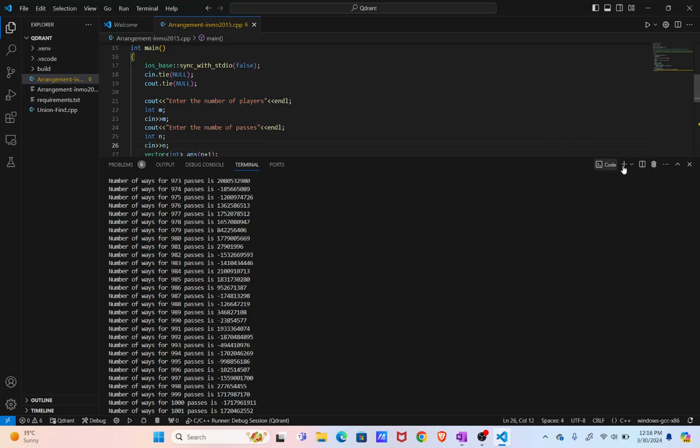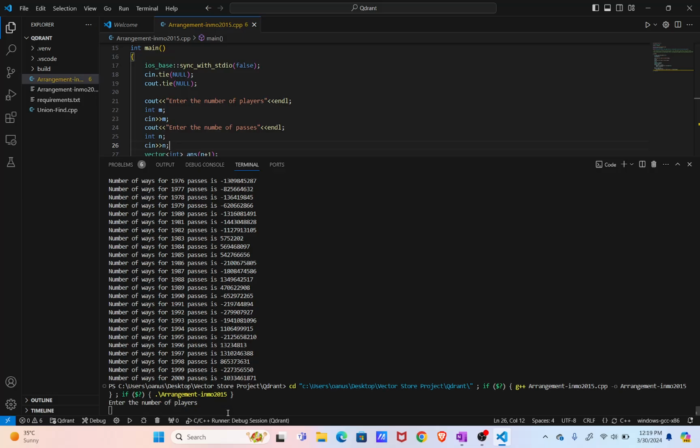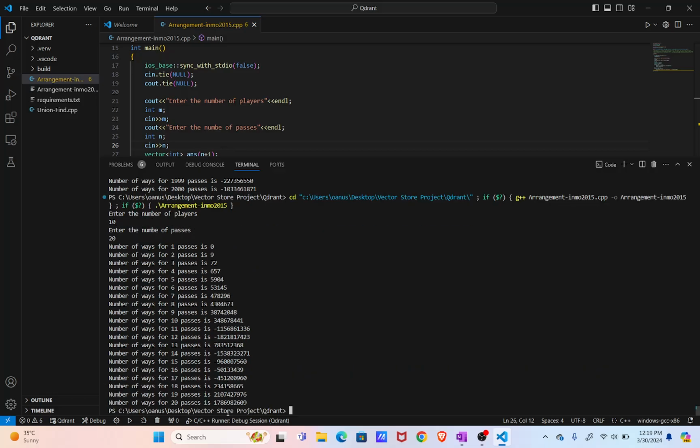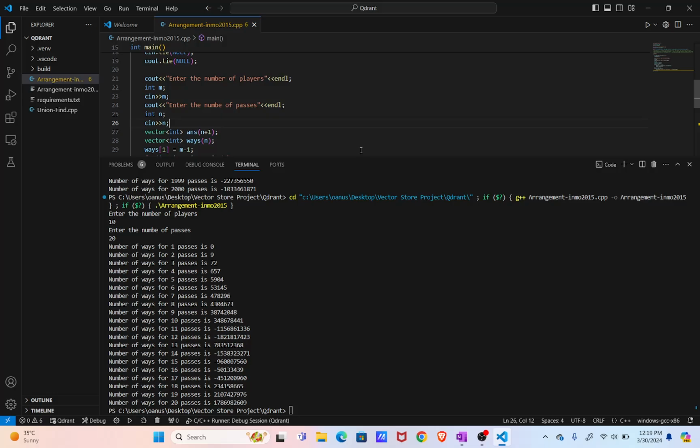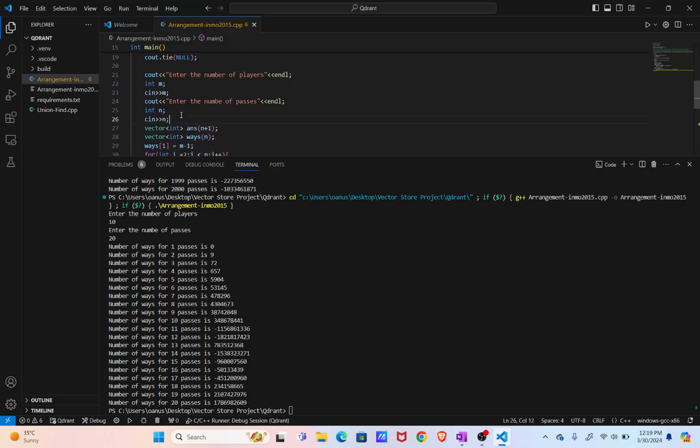We can try to reduce it. It will be better. This is a bit too much. So let's say there are 10 players and 20 passes. Yeah, this is more like it. In fact, here also we are having some integer overflow. The total number of possibilities is absolutely bonkers. Let me declare them as long.